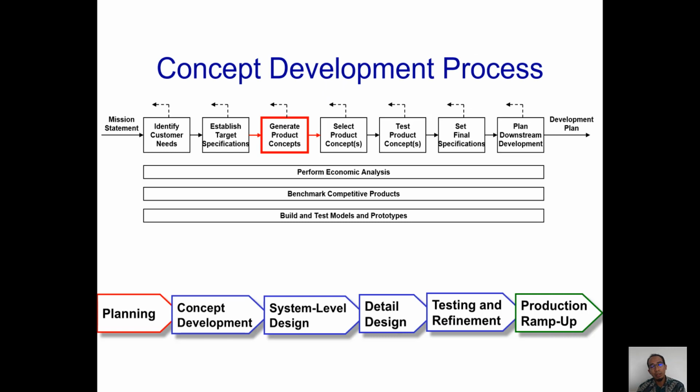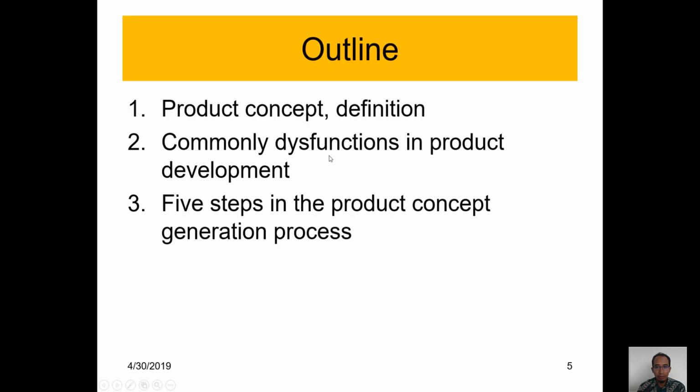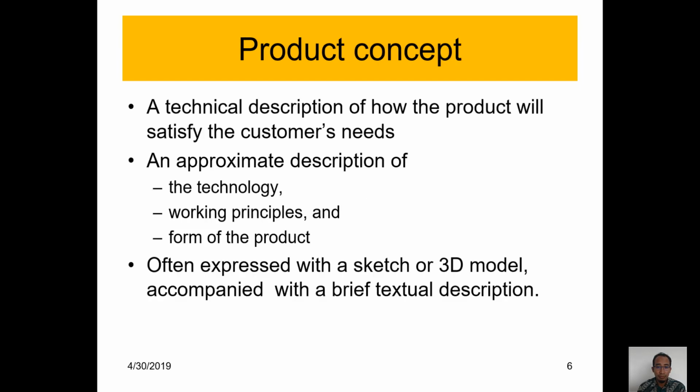Okay, we have already become familiar with the concept development process, and we are now here at generate product concept. The outline of this chapter is about the product concept, its definition, and then common dysfunctions in product development, and 5 steps in the product concept generation process.